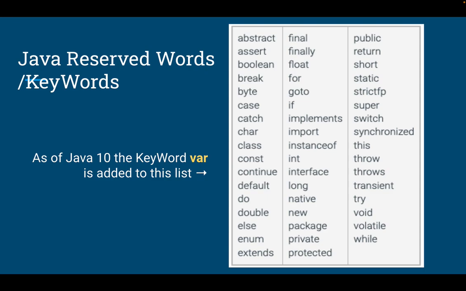So for example, you couldn't say int class equals whatever. You couldn't do that. You'd have to say int myClass, right, or something else, or String myClass. But you couldn't use just the keyword class itself. Yes? Can we use true or false in there? No. True or false are considered values in Java.